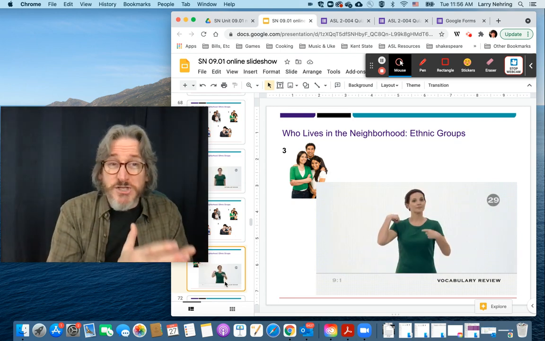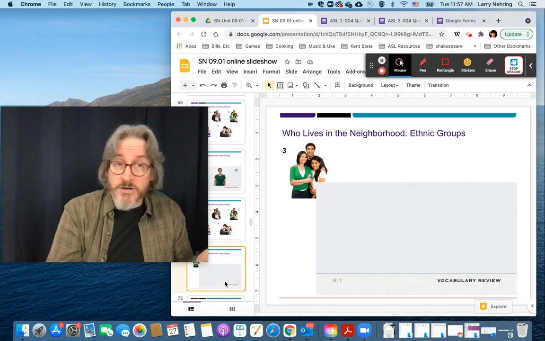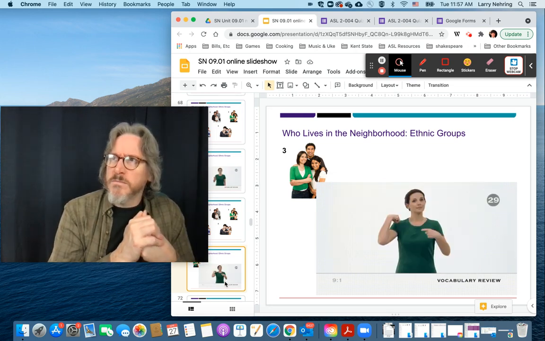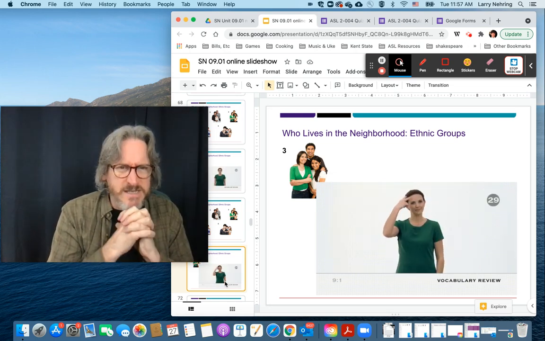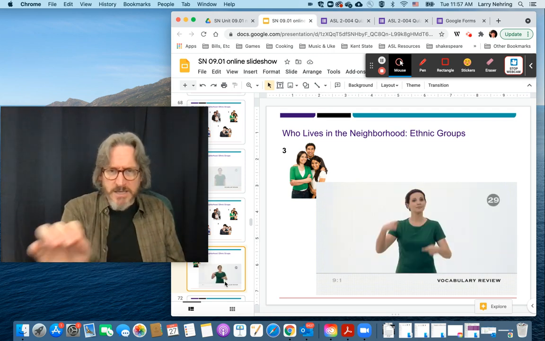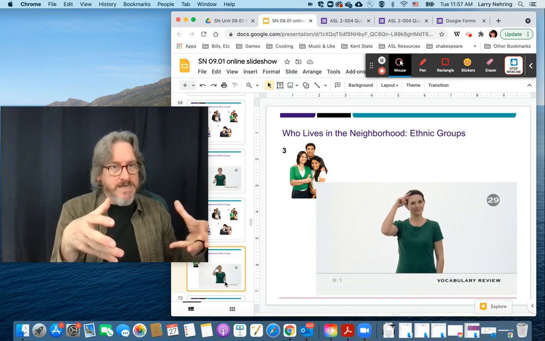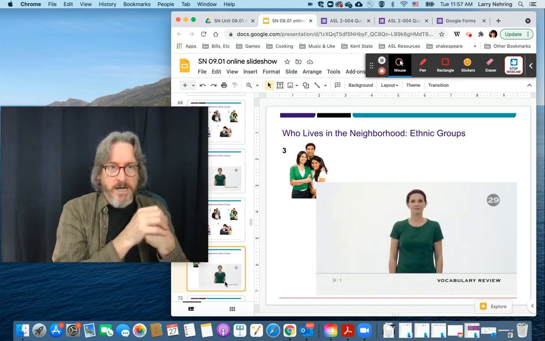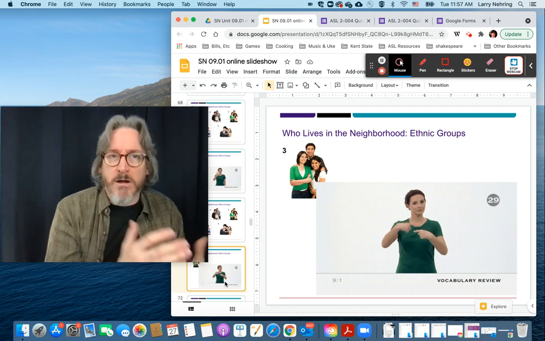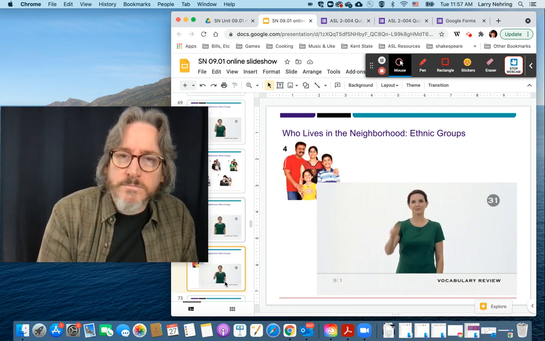If there are specific ones you need to look up, if you just look up international signs, Spread the Sign, I think it's called Spread the Sign, is a good website. And I believe at the end of this, I include a link to, you can look up any ethnicity that you need to, or any cultural background, and you can find the sign for it.